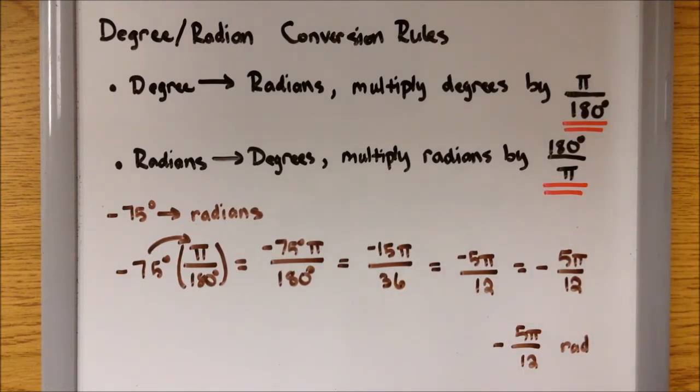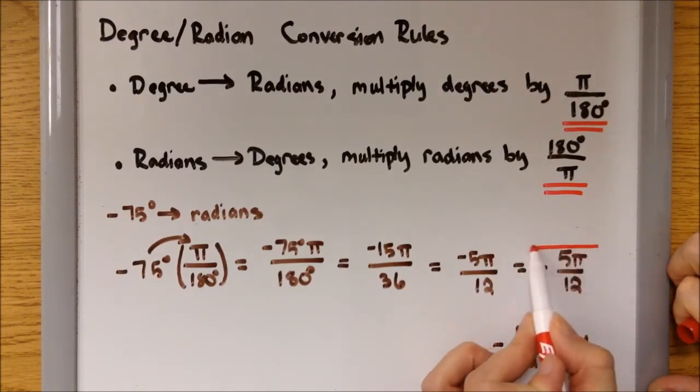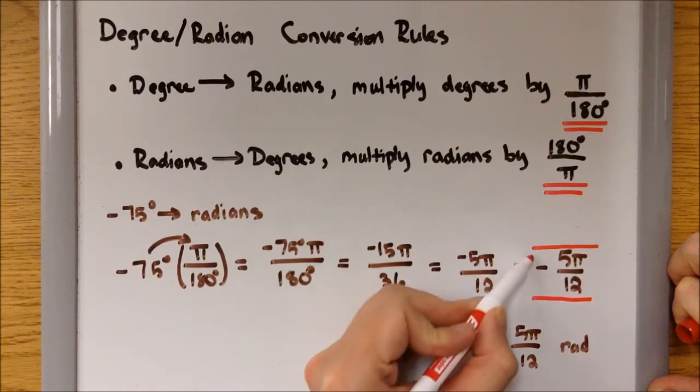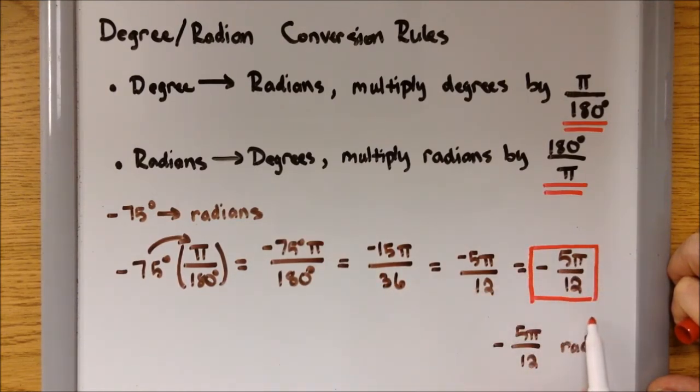Doesn't matter to me, but in case you see a question or an answer format, that's what it's going to be again. So negative 5 pi over 12 or negative 5 pi over 12 rad.